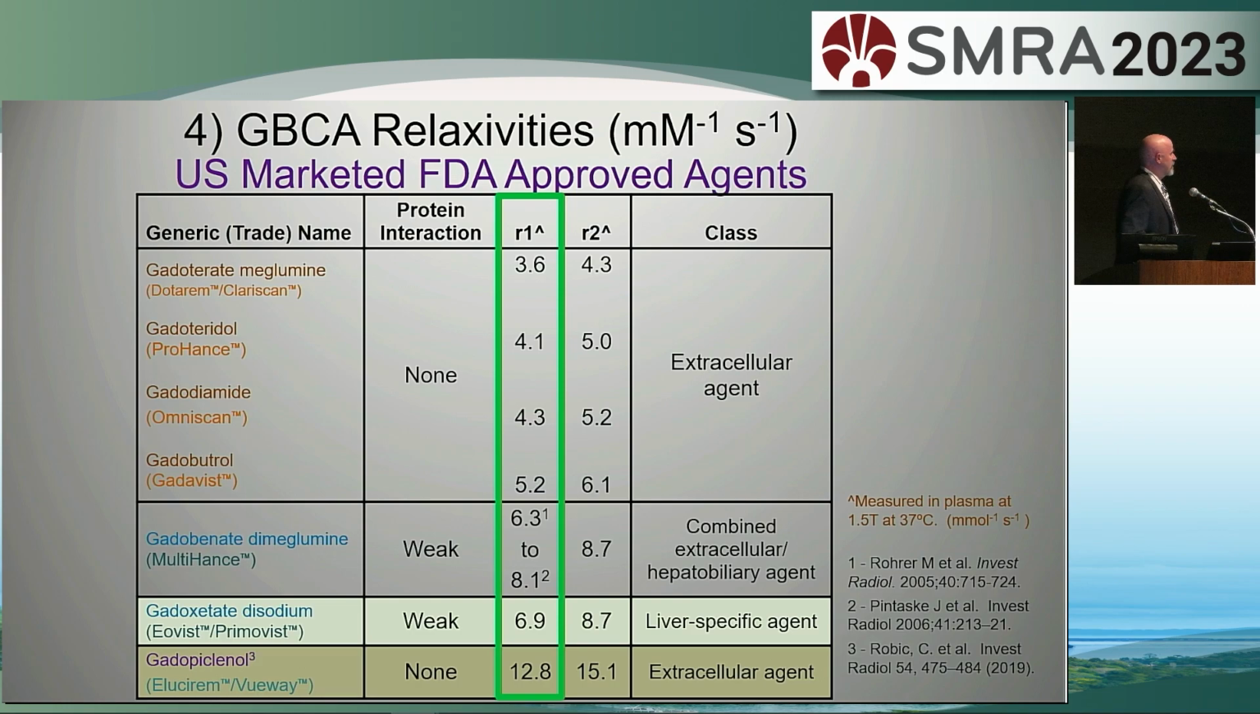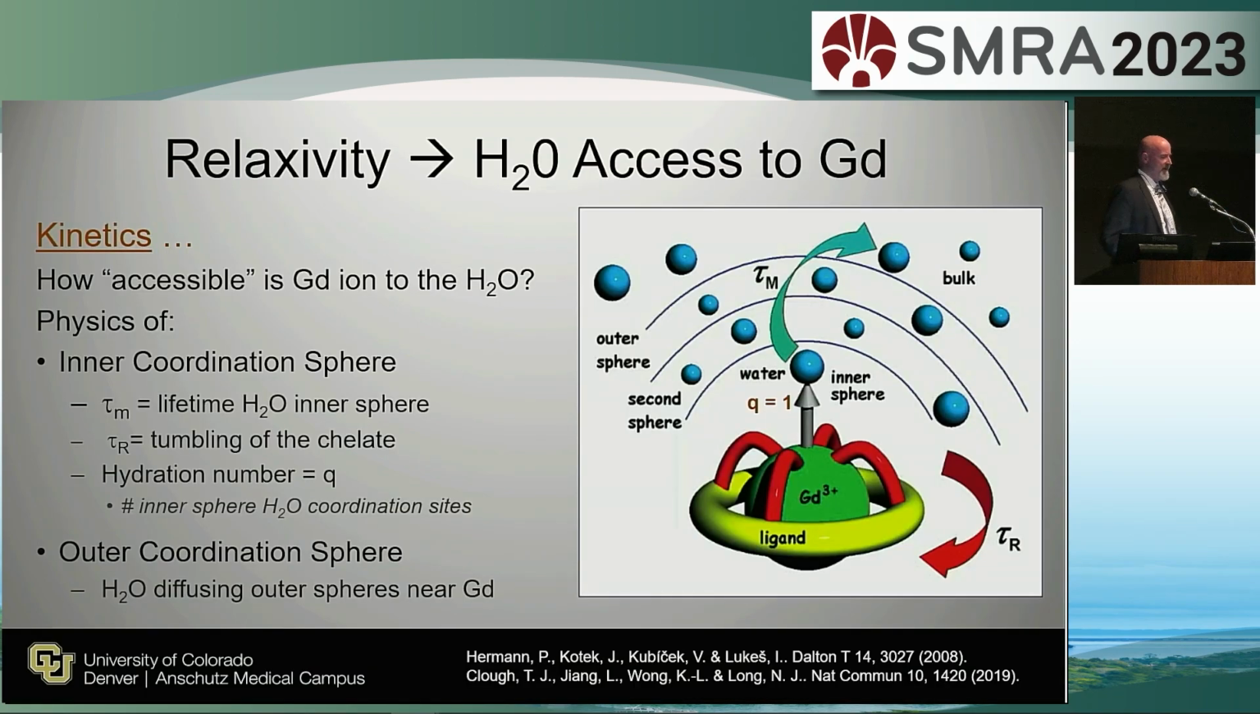And the new agent that we're going to talk about here is 12.8, so it's kind of a big bump up, 2 to 3 times what the other ones are. We're going to talk about why that is. And when we talk about relaxivity, it is the water needing to find and interact with the coordination site on the gadolinium ligand. I think about it as accessibility. So there are diffusion factors, there's the lifetime, the tau m, the lifetime of the water in that inner sphere where it has a chance to interact.